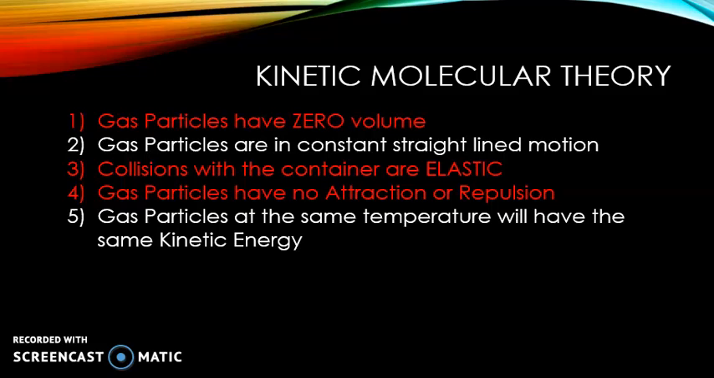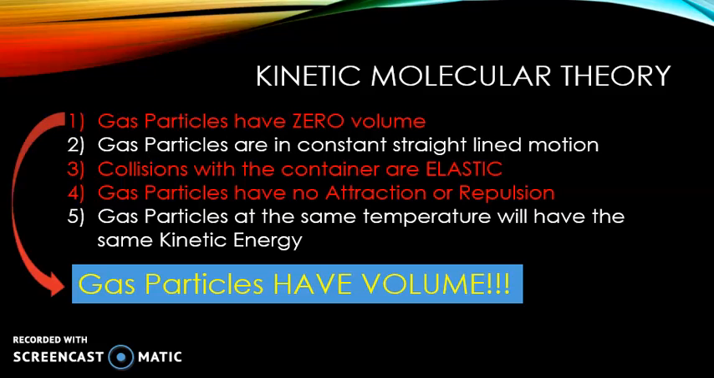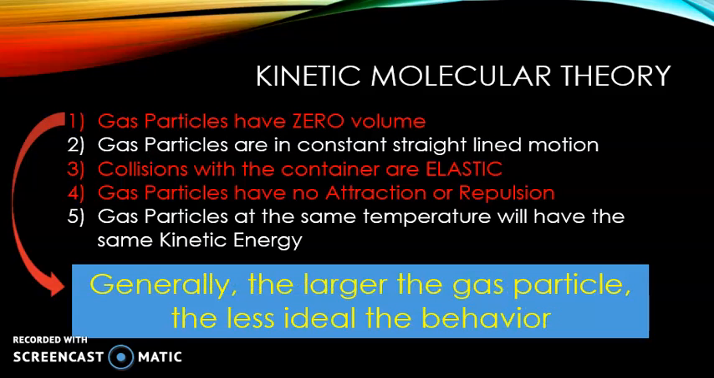So how can we tell which gases are going to behave more ideally and less ideally? Let's take a look at each one of these separately. First of all, rule number 1 states that the gas particles have to have zero volume. But real gas particles actually do have volume. So what you're going to see is that the larger the gas particle is, the less ideally it's going to behave.